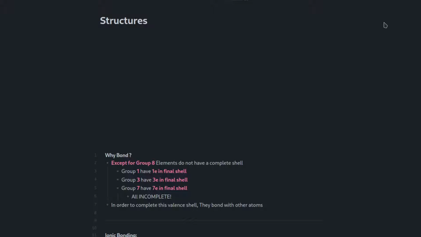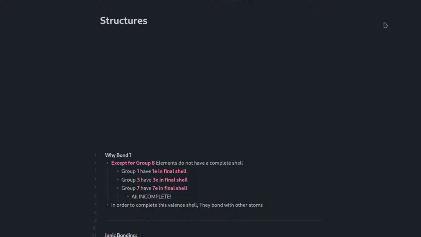Bismillahirrahmanirrahim. In today's video, we will be going over what structures are there when two atoms bond together. We already know the structure of an atom from the previous class, and now we will be discussing the structures themselves of the bonding, atomic bonding structures.